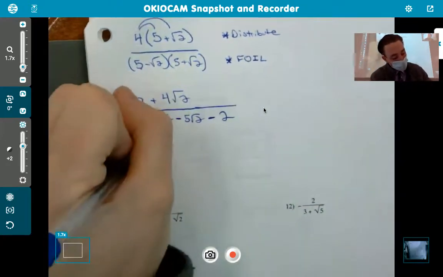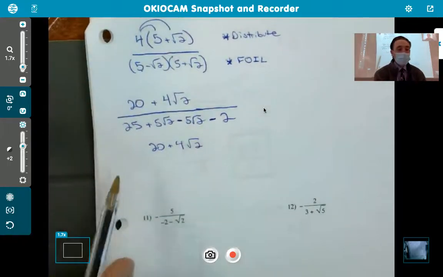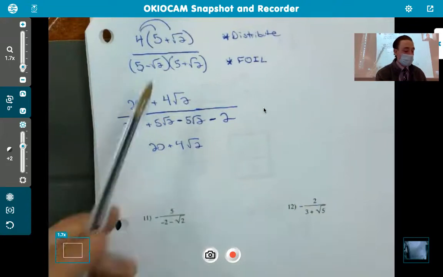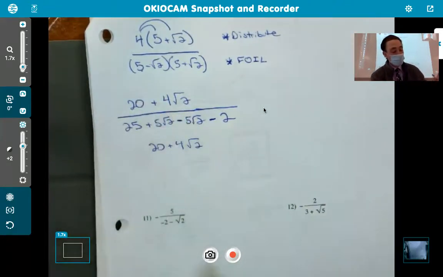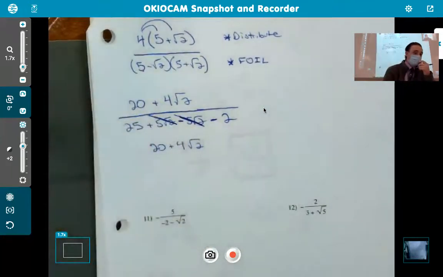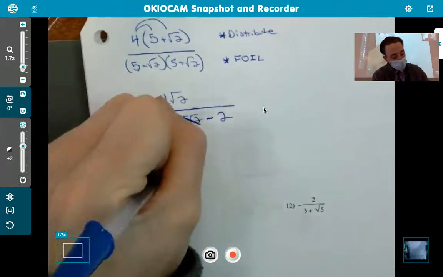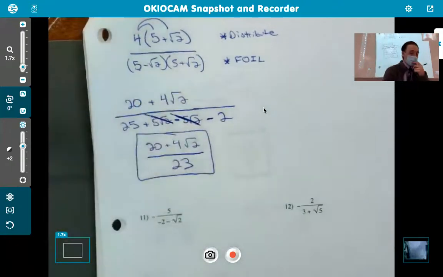Okay. In my numerator, I have 20 plus 4 root 2. My denominator, what should always happen, right, just like we saw in the last examples, is your terms that have roots with them will go away. So 5 root 2 and negative 5 root 2, those inner terms will cancel. And I'm left with 25 minus 2, which is 23. And this would be my answer.